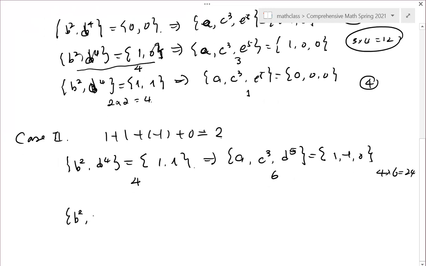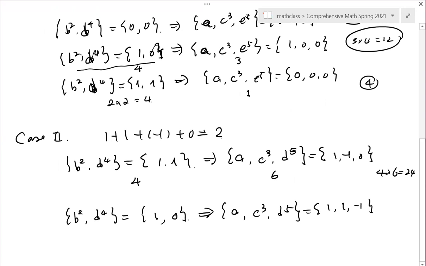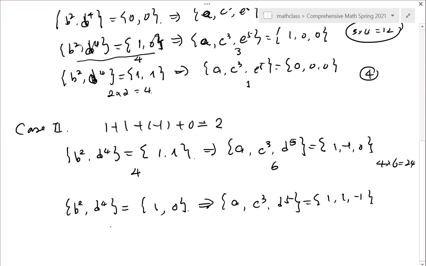Then, -1 cannot be here. So another case is you have only one 1 there, and then another one must be 0. Here's a 1, 1, -1. So similarly, how many solutions are you going to get here? I think it's still 4. If b squared equals 1, b equals plus or minus 1, then d is 0, and switch it. So the total is 2 plus 2 equals 4.